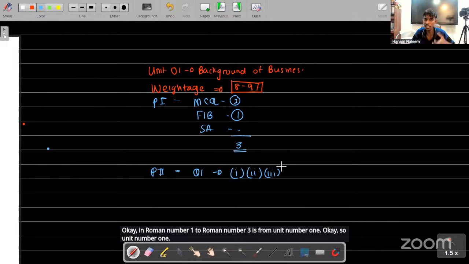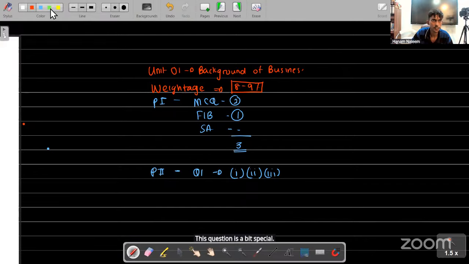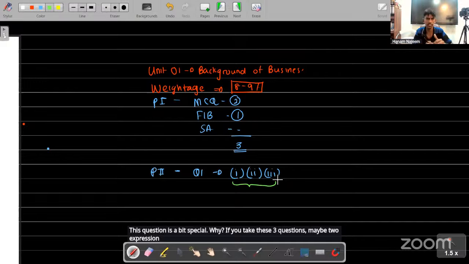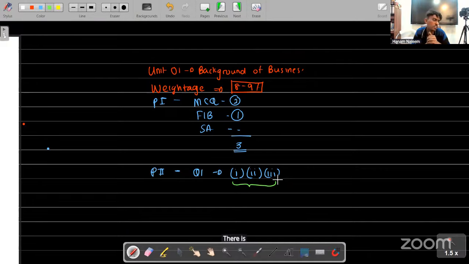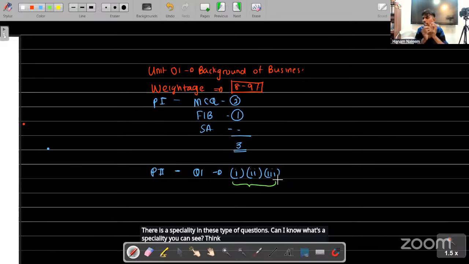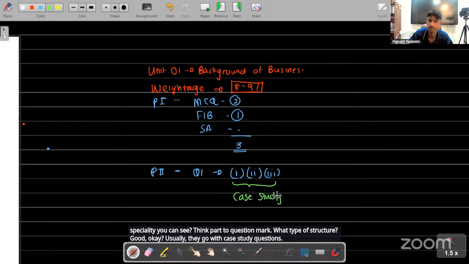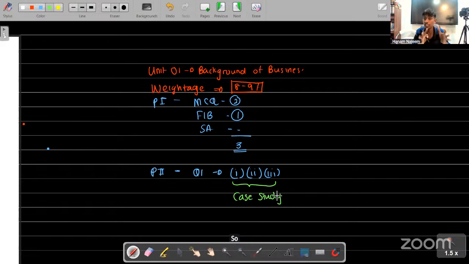This question is a bit special. Why? If you take these 3 questions, what makes them special compared to the other questions? Yes, it's from unit number 1, but there is a specialty in this type of question. Can I know what the specialty is? Think part 2, question 1. What type of structure? Good. Usually they go with case study questions. Case study questions, so that's the specialty of this unit mostly.